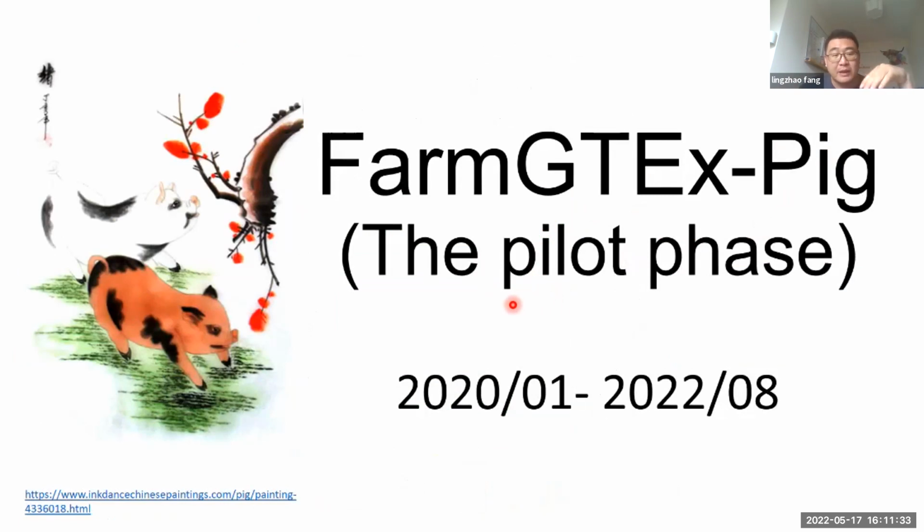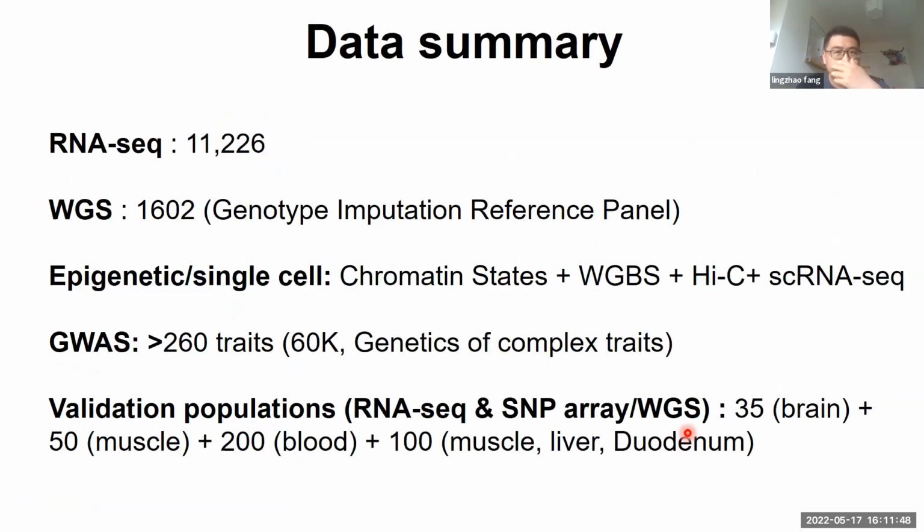In the pilot phase, we are targeting publicly available RNA-seq data. That started more than 2 years ago, and the expected deadline is just several months away. So this is the data summary: what kind of data and how many samples have been analyzed for each of these data types in the pig GTEx project.